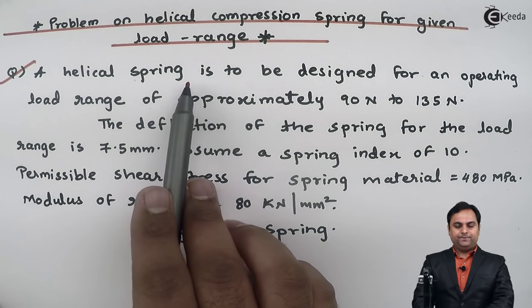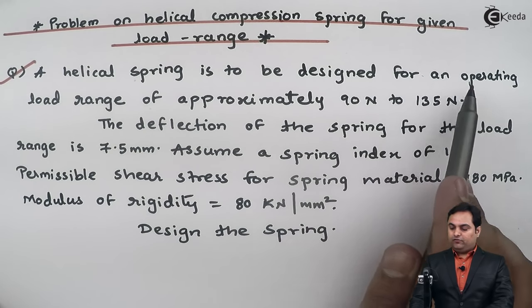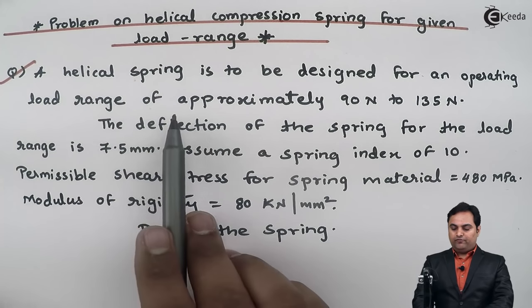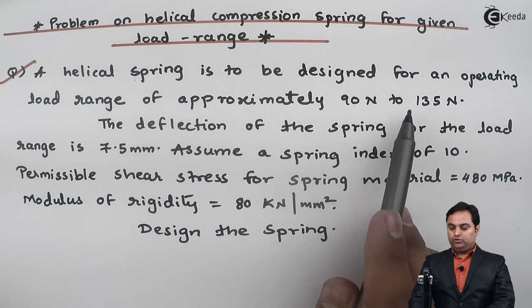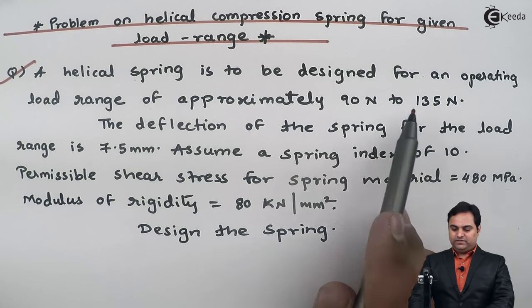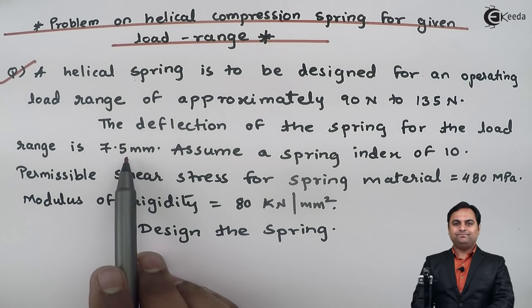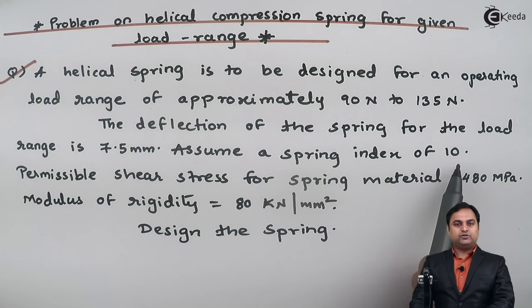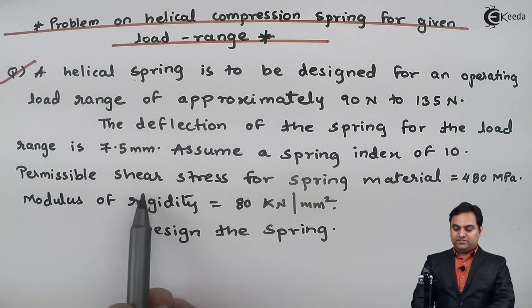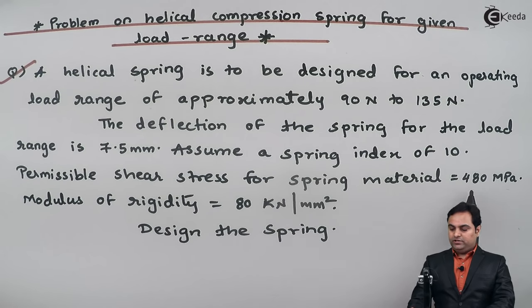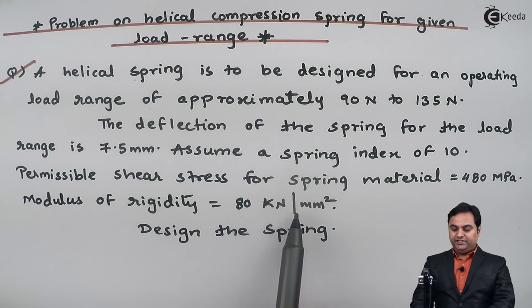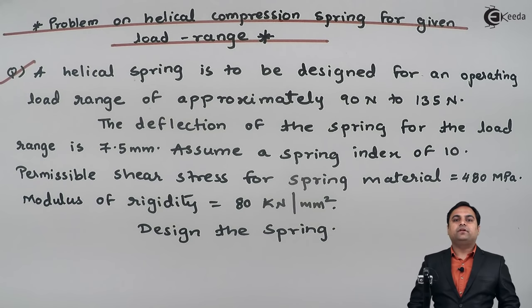A helical spring is to be designed for an operating load range of approximately 90 Newton to 135 Newton. The deflection of the spring for the load range is 7.5 mm. Assume a spring index of 10. Permissible shear stress for spring material is 480 MPa. Modulus of rigidity 80 kN per mm square. Here we have to design the spring. So this is the question we have.